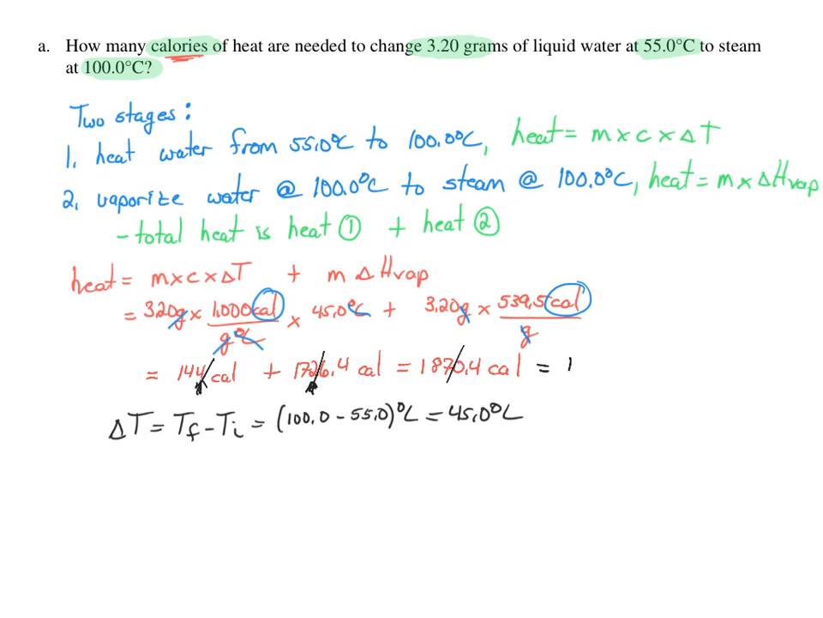So our answer is 1.87 times 10 to the third calories. Note we have to use scientific notation in this example to express our answer with the correct number of sig figs.